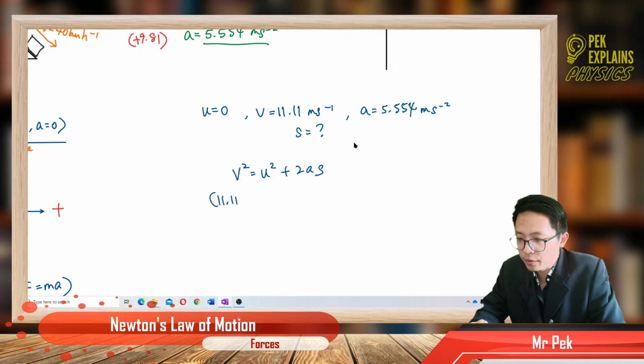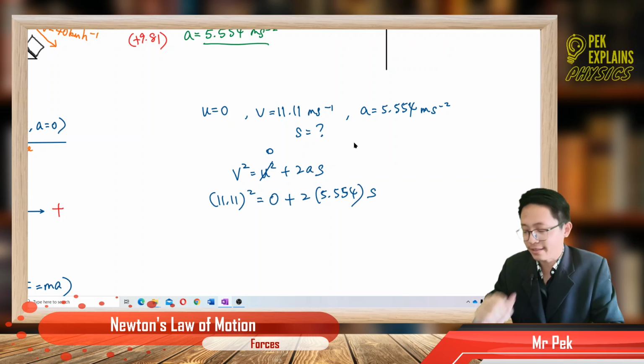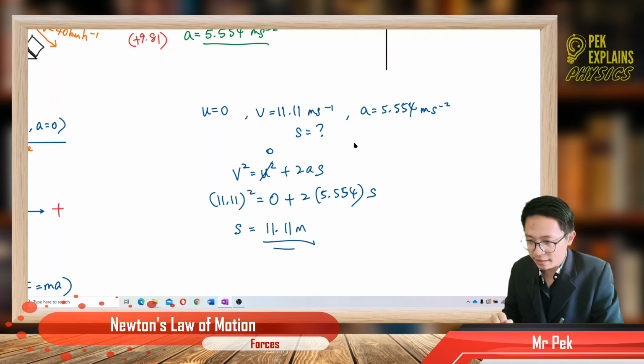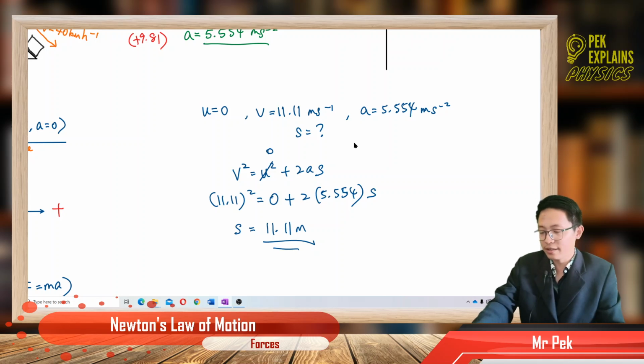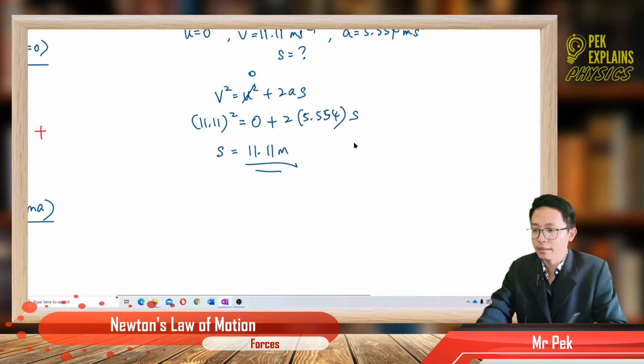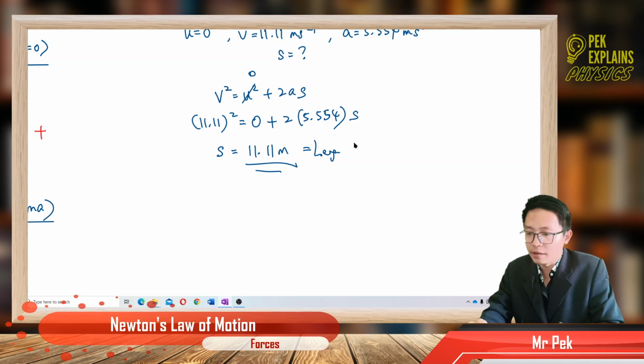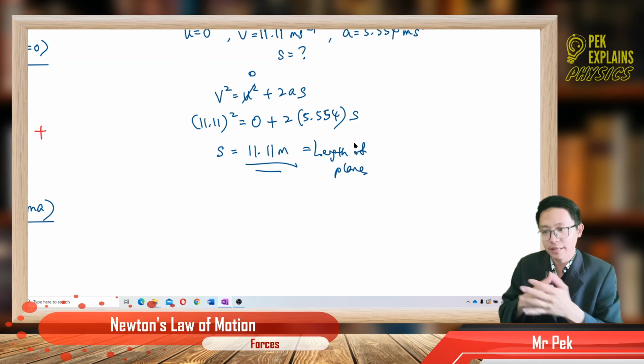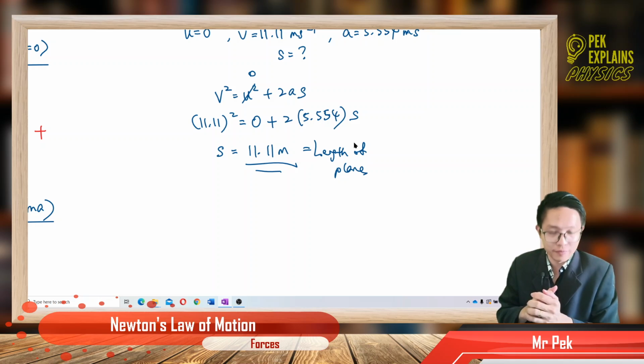So 11.11 squared, and u is 0, then 2a is 2 times 5.554 times s. We can get s. After calculating, we got 11.11 meters. That's our displacement, which will be the length of the plane. So it's very simple. Hope you enjoyed the video. Let us wait for the coming videos. Bye.